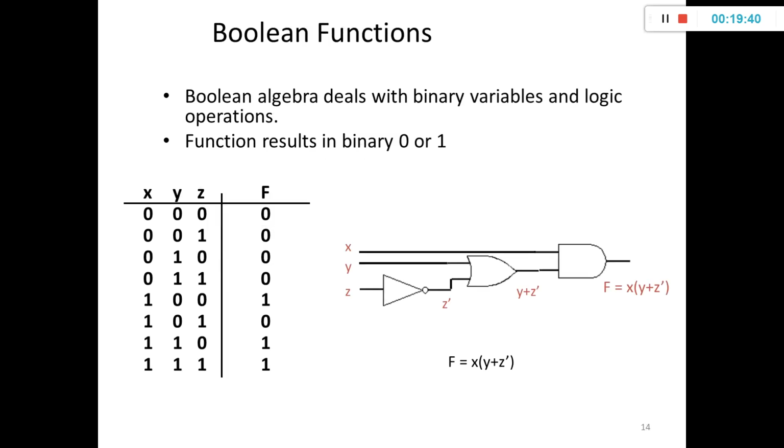Next, coming to Boolean functions. Boolean algebra deals with binary variables and logic operations. A function results in binary 0 or 1. For any input combination, the output will be either 0 or 1. Now in this given truth table, you have to write the Boolean expression and then draw the logic network. So guys, I have done this for you.